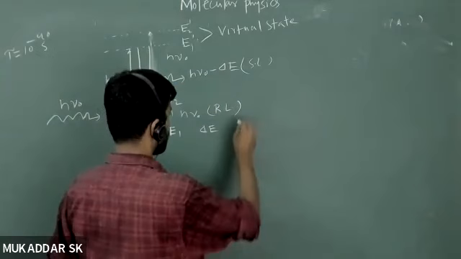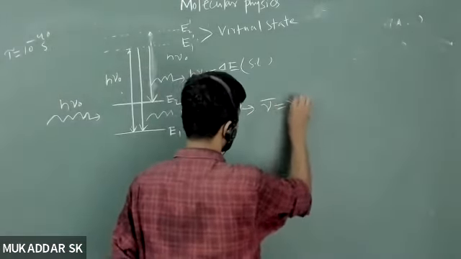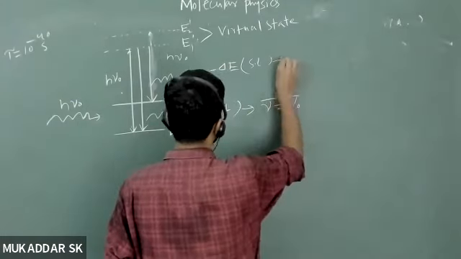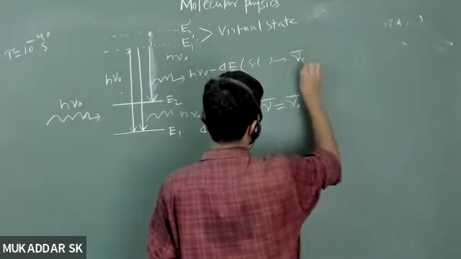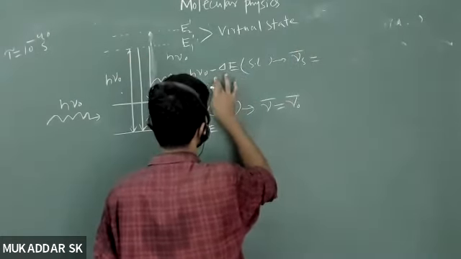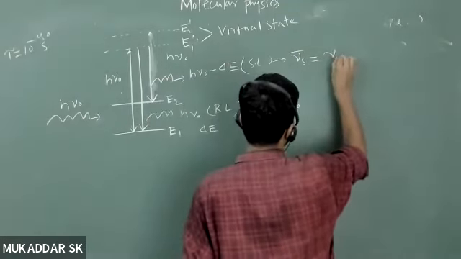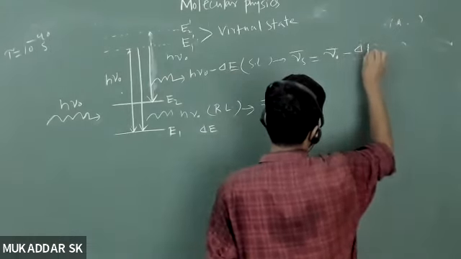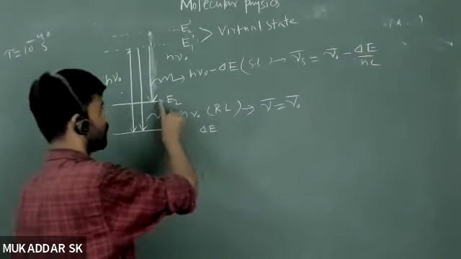So the wave number of the Rayleigh line will be nu 0 bar, and for the Stokes line the wave number will be how much? So this is your energy. If you divide by Hc, that will give you your wave number, right? So it will be nu 0 bar minus delta E by Hc, and this is the delta E, right?